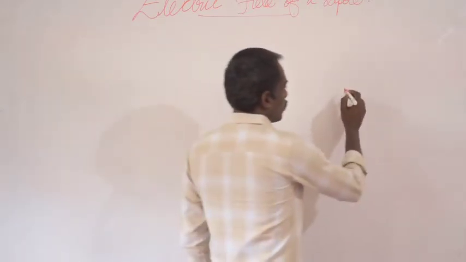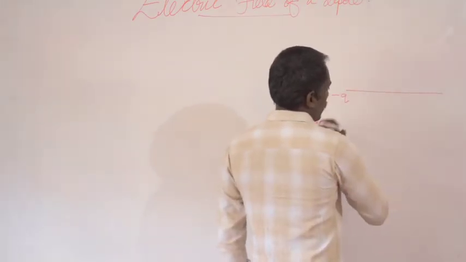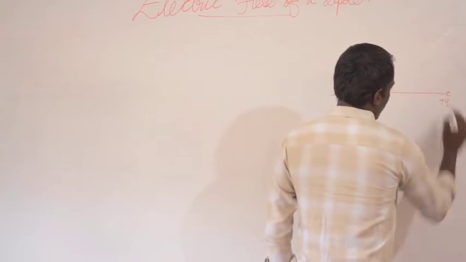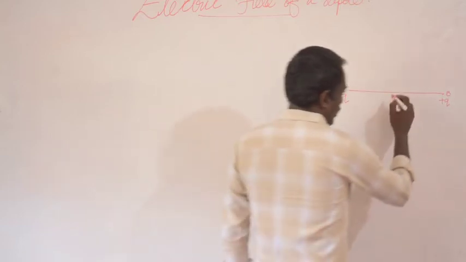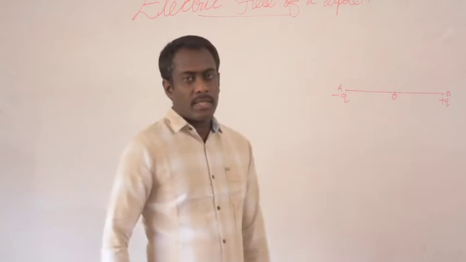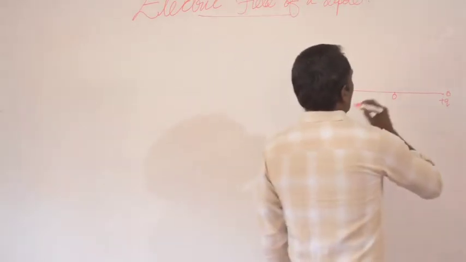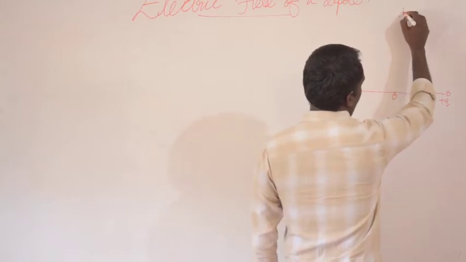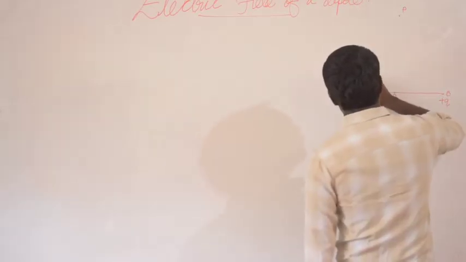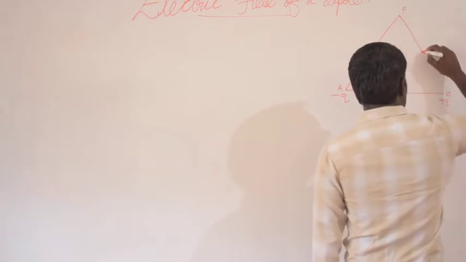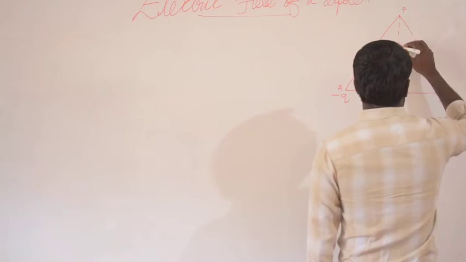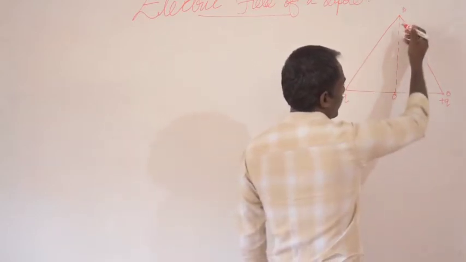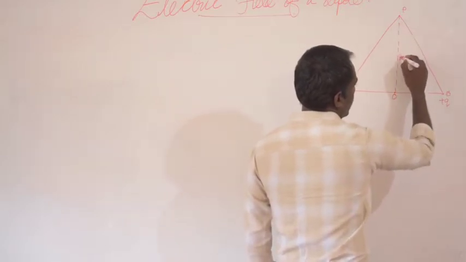First, let us take two charges, minus Q and plus Q, at the point A and at the point B. The midpoint of the dipole lies at the point O. Consider a point P which is perpendicularly above the midpoint O. Join this point P and B. The point P is located perpendicularly above the point O at a distance R.